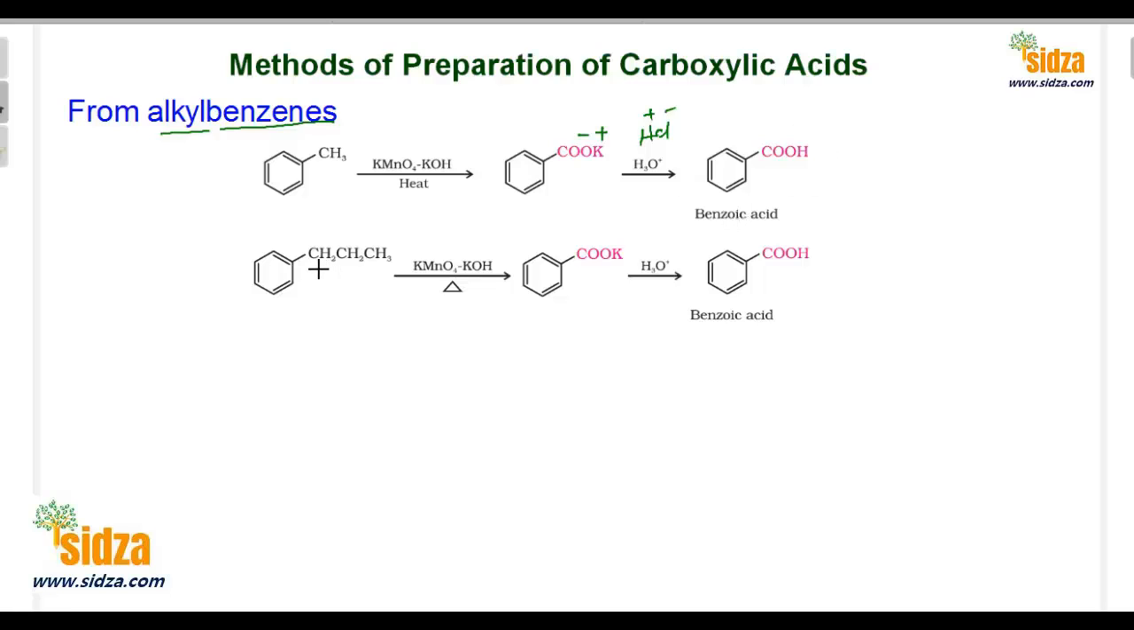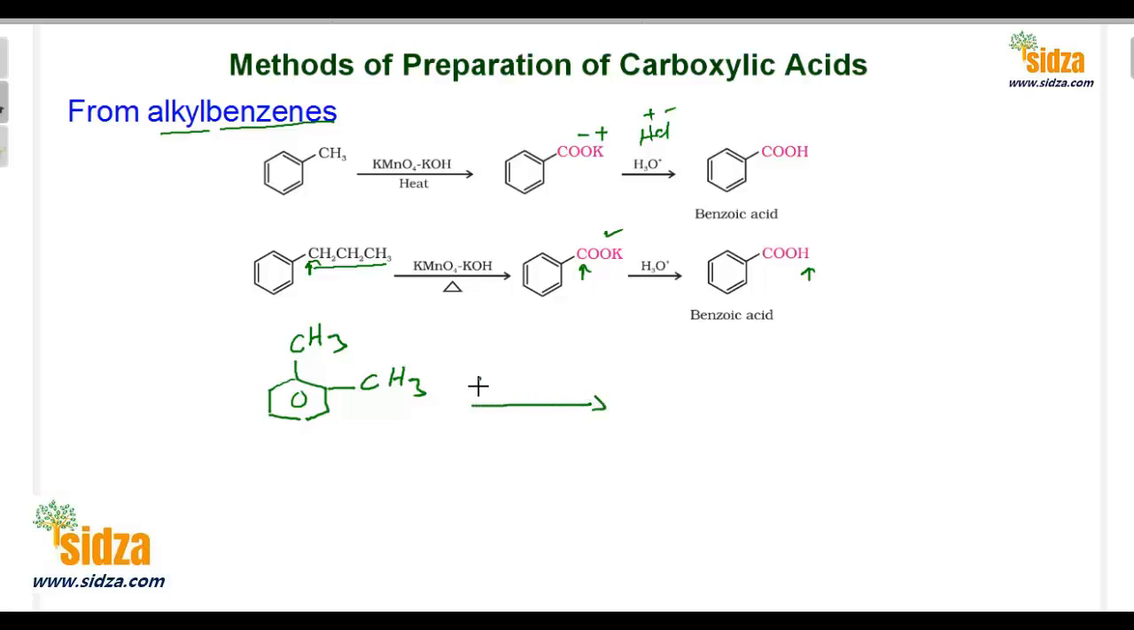Same thing here, if you have a very long chain alkyl group, it will again convert this carbon into COOH, and first you get a salt of that, and then you acidify it and you get a COOH. Even if you have, suppose, two alkyl groups, suppose you have a benzene which is attached with, let's say, two methyl groups, CH3 here, and another CH3, two alkyl groups.